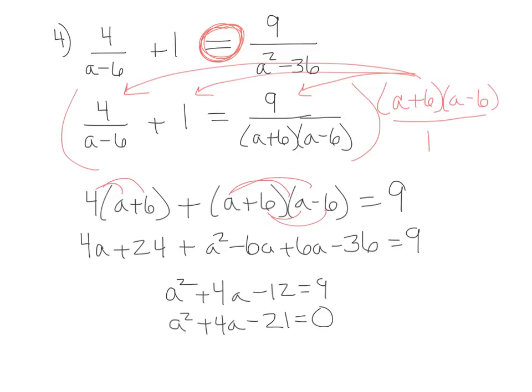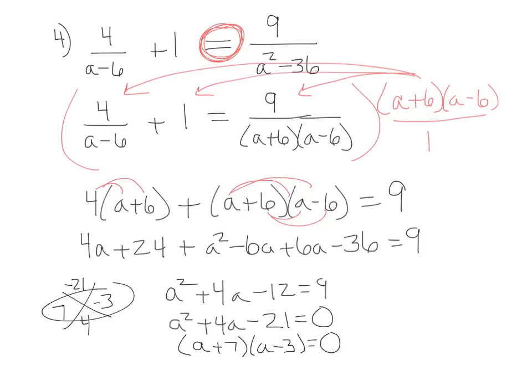And then you factor. What two numbers multiply to negative 21 and add up to 4? I think that has to be 7 and negative 3, right? 7 and negative 3. So you'll have a plus 7 and a minus 3 equals 0.